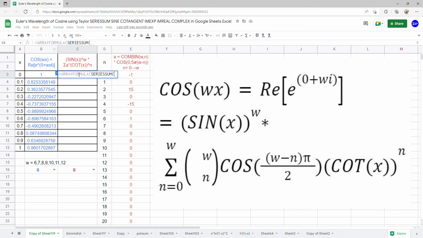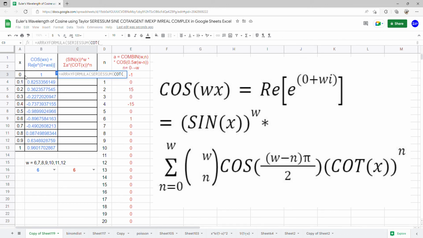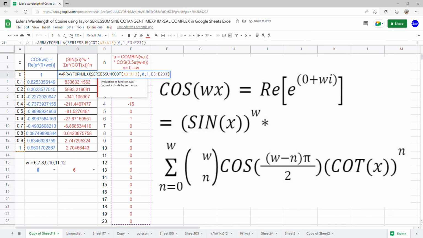That's cotangent x of x raised to the power n, where n starts from 0, incremented by 1. And the coefficient, it will be this range. And we'll correct this.